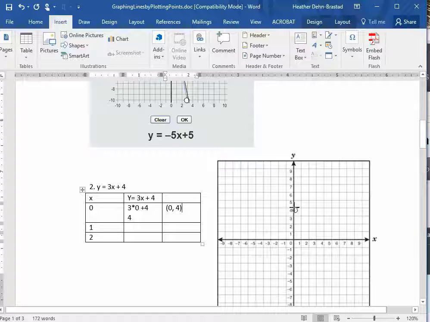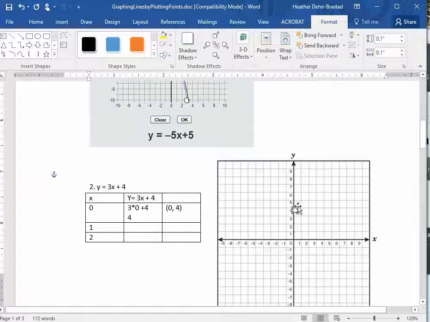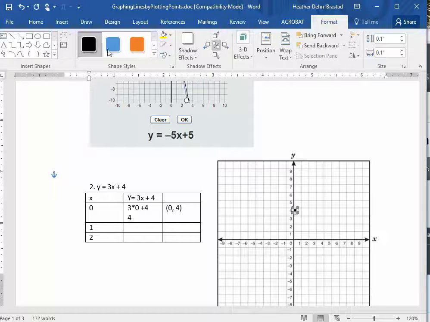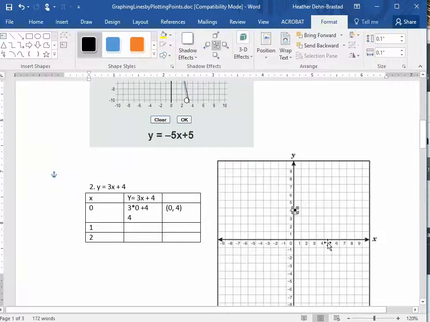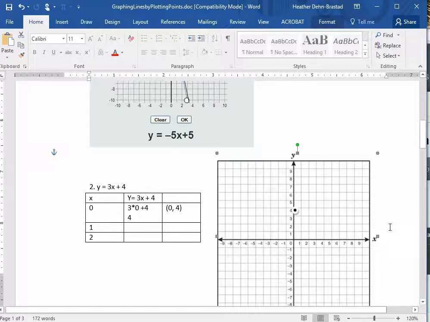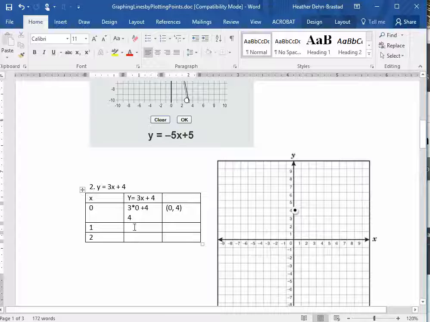Now I'm making my points little circle shapes, but let me move that just a little bit. I can't get it right on where I want it. And I can color it in if I want. So my point is supposed to be right on the y-axis, and I had trouble getting it exactly there, but that's okay. Okay, my next one, I'm going to let x be 1.